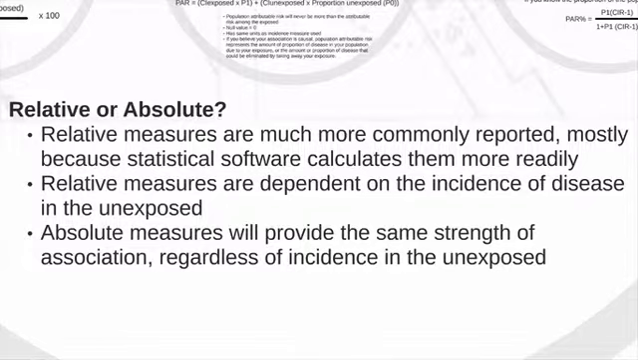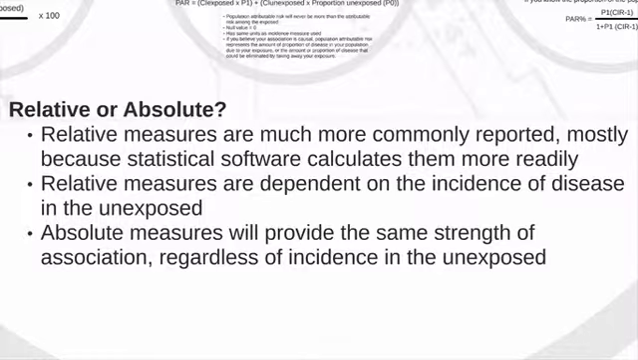When would you use a relative risk versus an absolute risk? As I said, we often report relative risk. We often say someone's 2 times more likely or 50% more likely or whatever it is, because our software spits that out. But an important thing to realize is that our relative measures are dependent on the baseline incidence of disease among our unexposed.